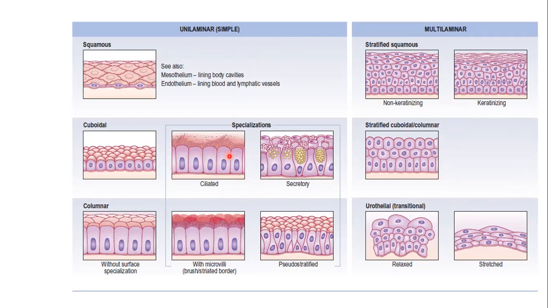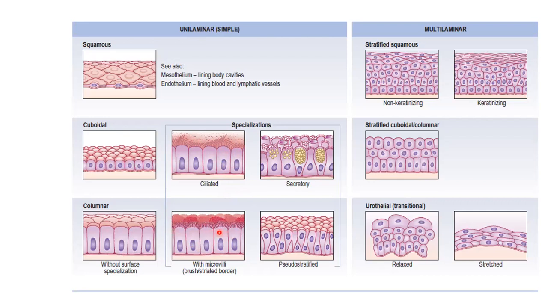Columnar epithelium, we said its main function is secretion, and the cells are tall, like we are seeing here, and the nuclei are located at the base. So there are certain types of columnar epithelium which have surface specializations. Number one is cilia. Cilia is defined as hair-like projections found on the surface of cells. So this is cilia.